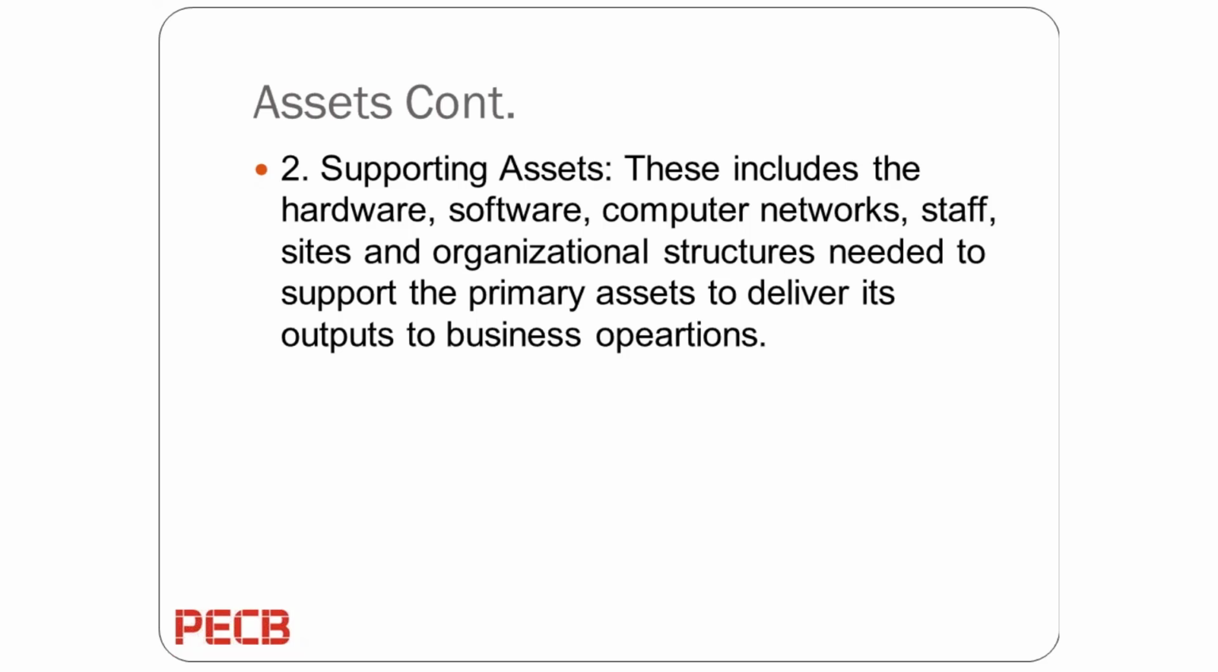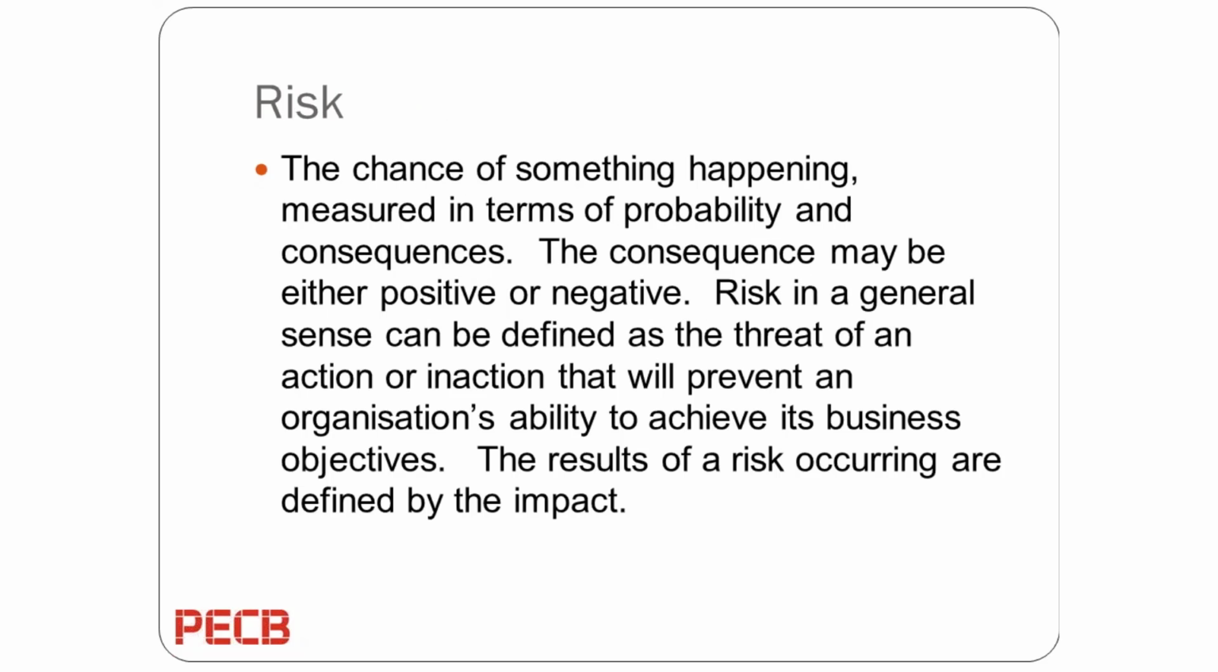Now, you also have the supporting assets. These are the ones that support or enable the primary assets to deliver to the business operation. These include the hardware, the software, computer networks, the sites and organizational structures needed to support the primary assets. The primary assets are to a large extent dependent on the output from the supporting assets that we have just mentioned.